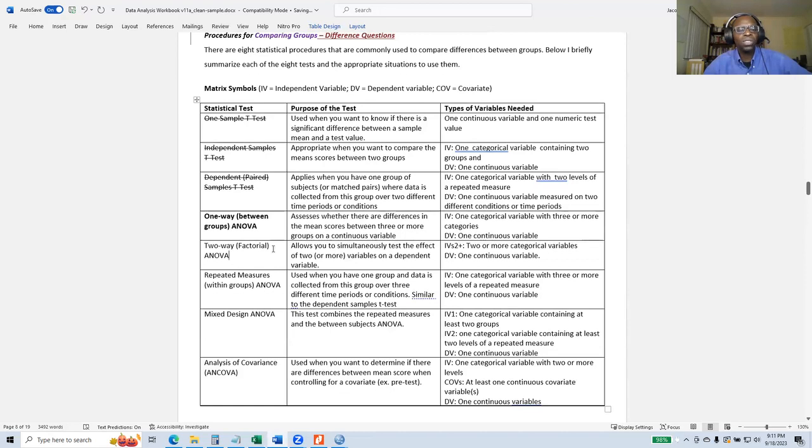Two-way factorial ANOVA allows you to simultaneously test the effect of two or more variables on a dependent variable.